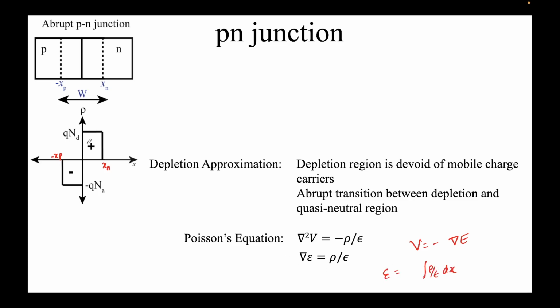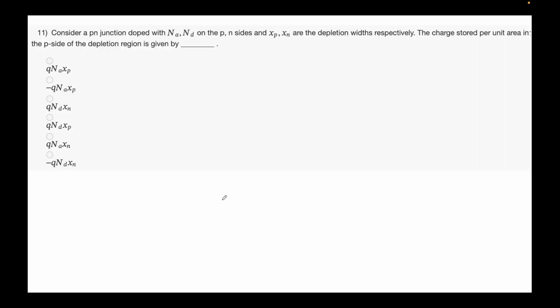Okay, and if you integrate this, integration of a flat line is a sloping line, right? So you get this sloping line on both sides. Again, this is minus xp on your left and xn on the right side. I'm just repeating everything that's in your lectures, just to revise everything. So now we are equipped with all the information, and let's solve some problems.